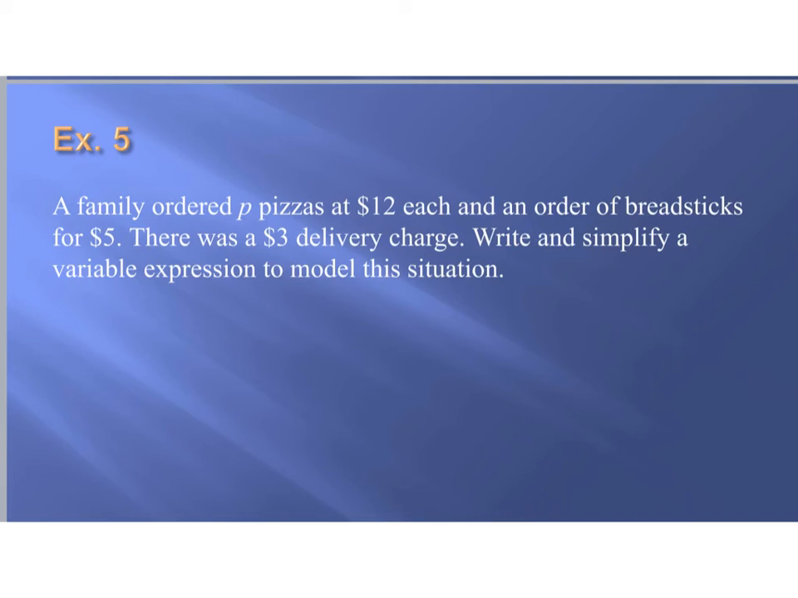For example 5, it says a family ordered P pizzas at $12 each and an order of breadsticks for $5. There's a $3 delivery charge. Write and simplify a variable expression to model this situation. So we have P pizzas at $12 each. So to find out the cost of this, we know that we're going to have to take our cost of the pizza and multiply it by the number of pizzas that were purchased. Then they bought an order of breadsticks that was $5, and we had to pay a $3 delivery charge.